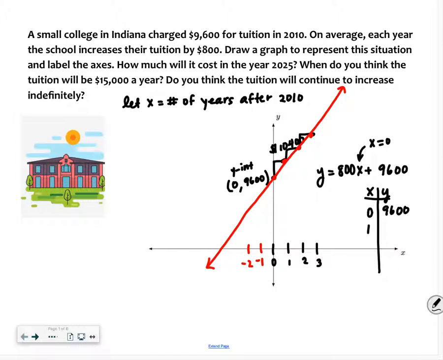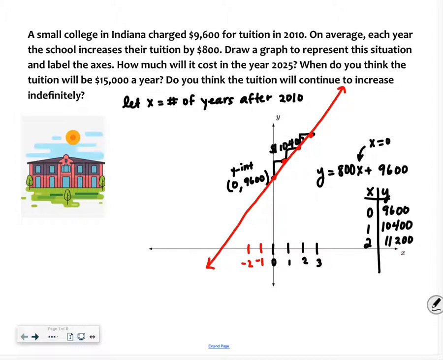And if we plug in time 1, then we're adding 800 to it. So if we add 800, we're getting $10,400. And you can continue to add. If I add 800 again, I get $11,200.